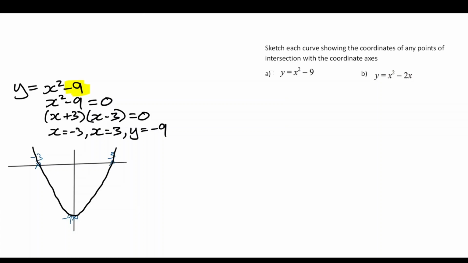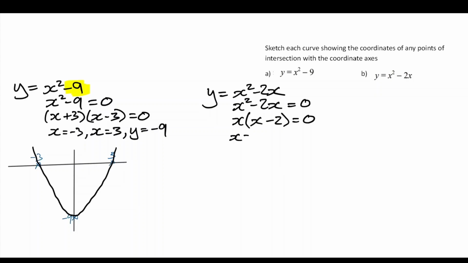Okay, on to the next one. y equals x squared minus 2x. So once again, if we solve equal to 0, we can find the x-intercepts. We can find the roots of this equation. When I factorize, I get x and x minus 2, which leads to results x equals 0 and x equals positive 2. One more to find is the y-intercept.